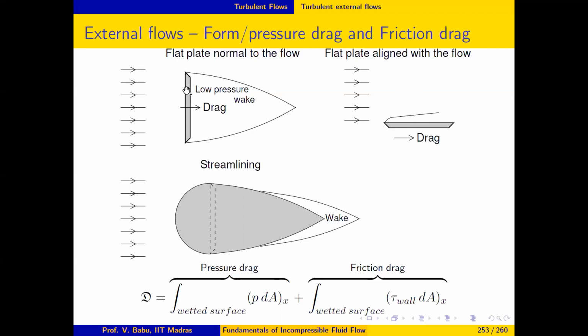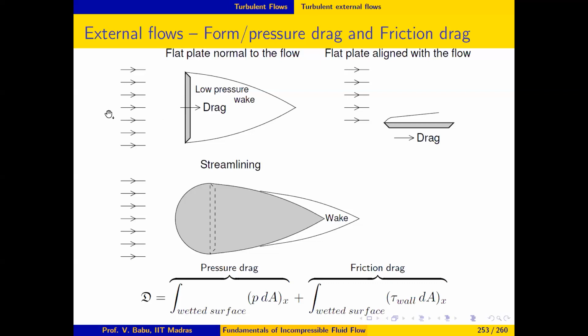In this case, when the plate is oriented normal to the free stream, the flow separates from the top and bottom edges and forms a low pressure wake like this. And since the pressure is high on the front side of the plate, as the flow is turned around the plate, and there is a low pressure wake on the rear side of the plate, the difference in pressure forces, which act normal to the surface of the plate, eventually result in a drag force, which acts like this.